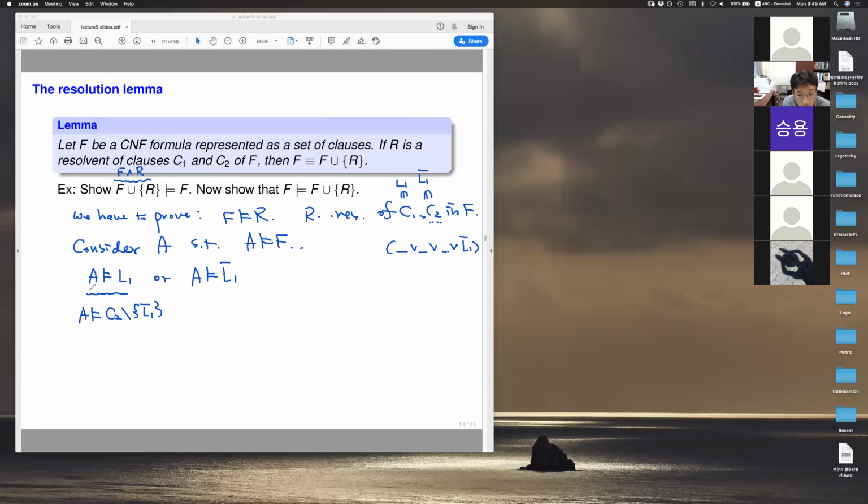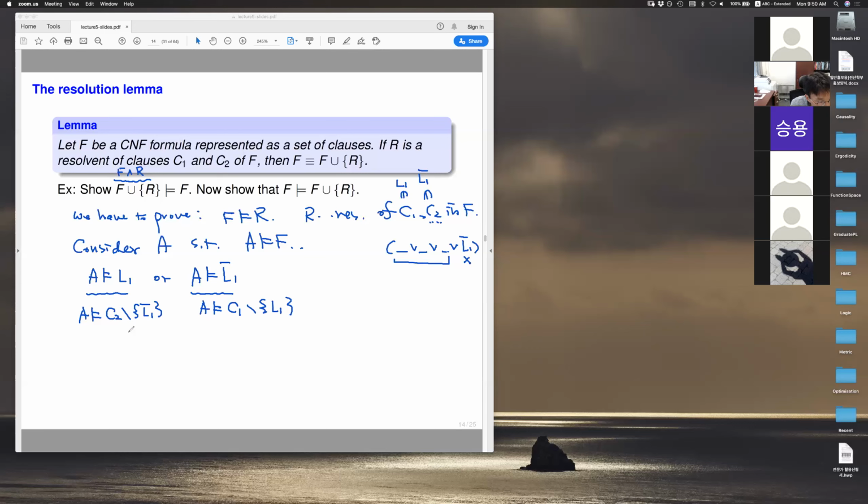But we know A satisfies L1, so A will never satisfy this one. So that means A will satisfy one of the remaining ones. That's what this condition is saying. By the same reasoning, if A satisfies the complement of L1, then A will satisfy C1 minus L1. Exactly the same reasoning. A should satisfy C1, but it can't satisfy the literal L1, so it has to satisfy one of the other remaining literals. Okay, so that is what we obtain.